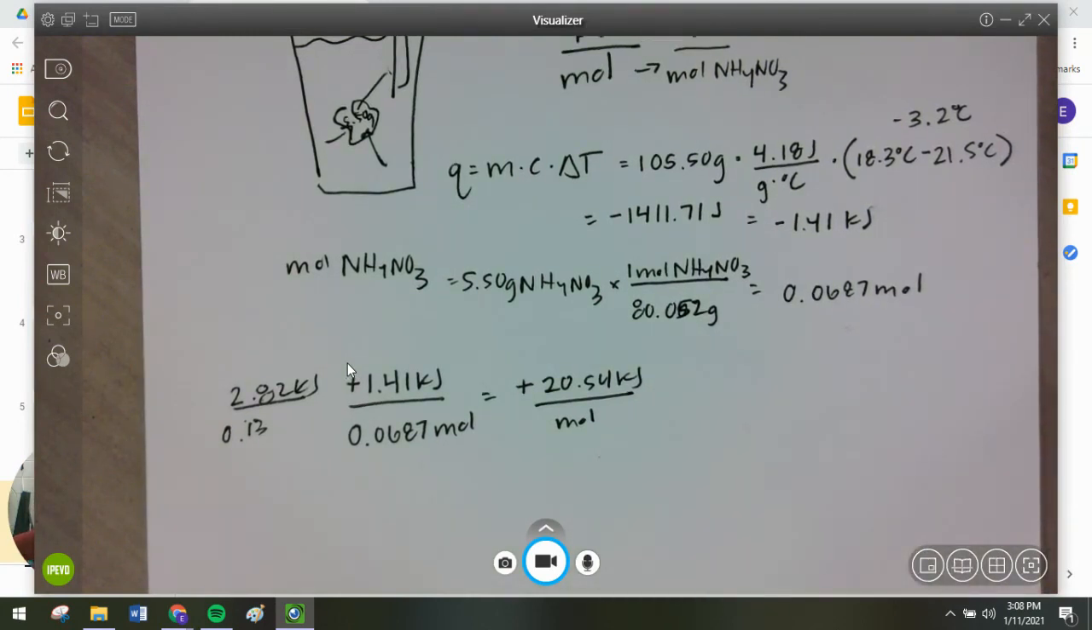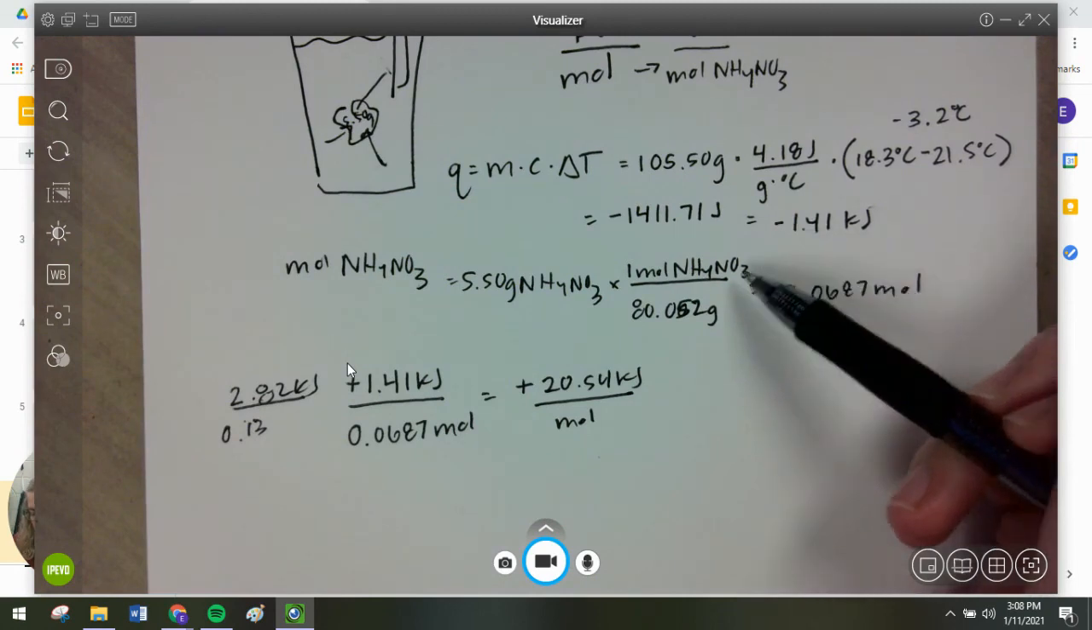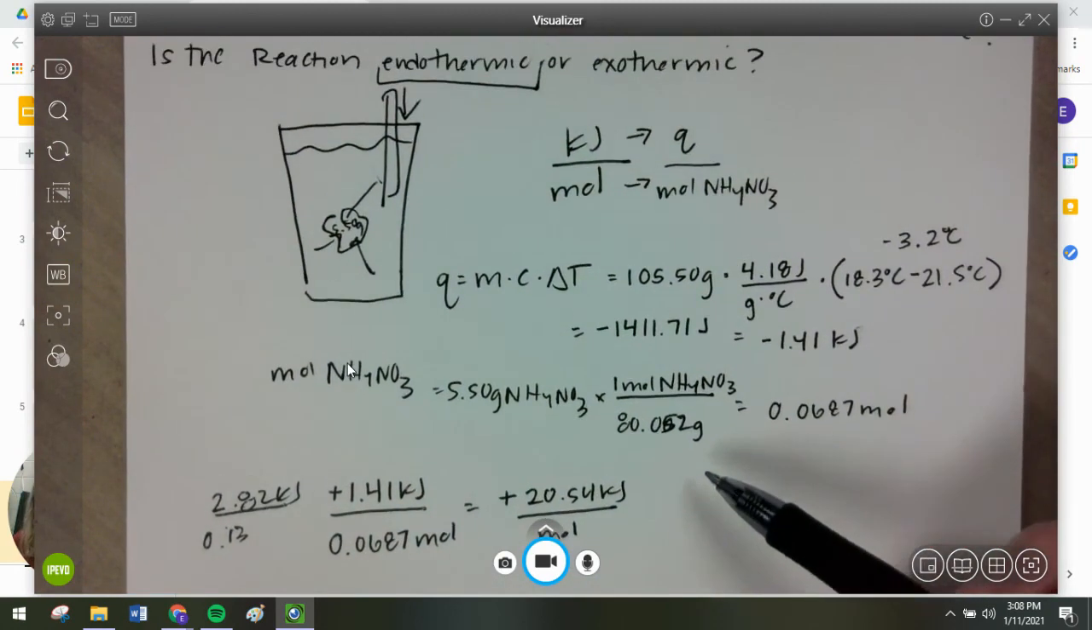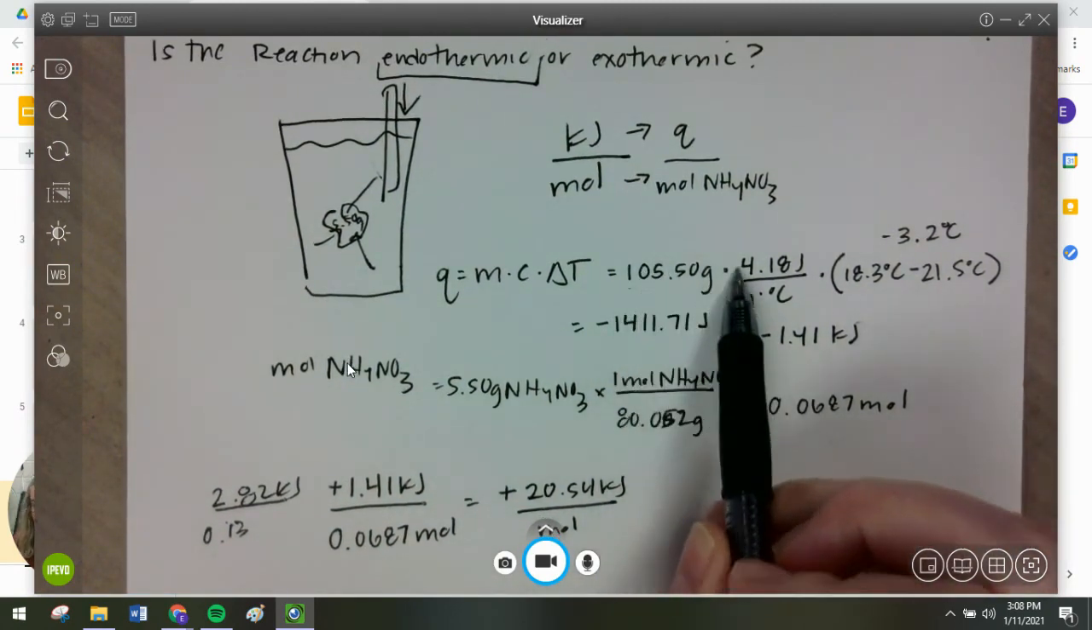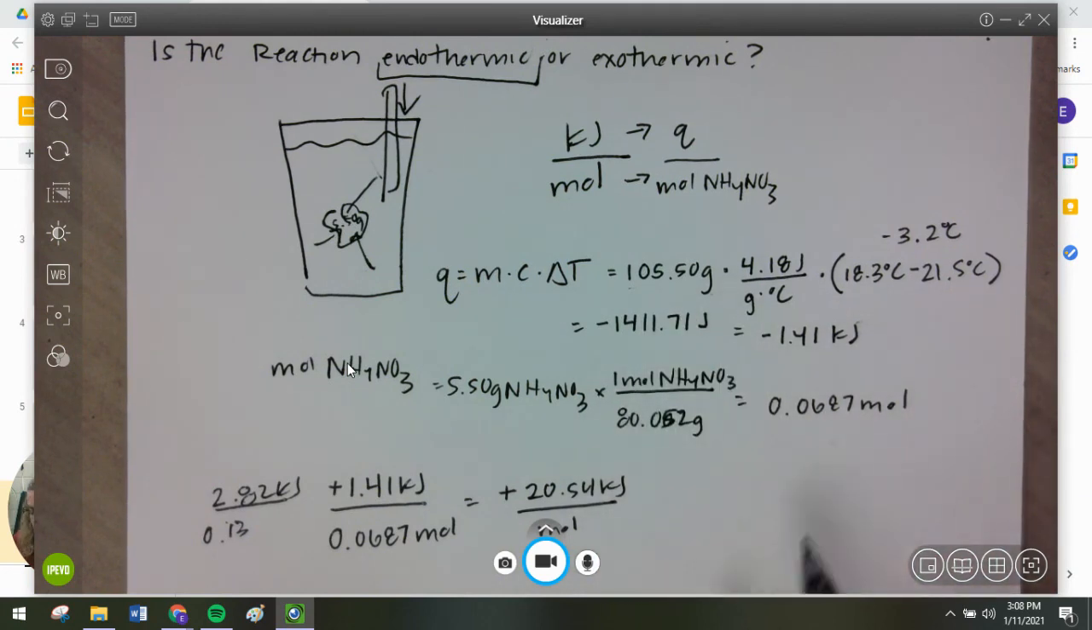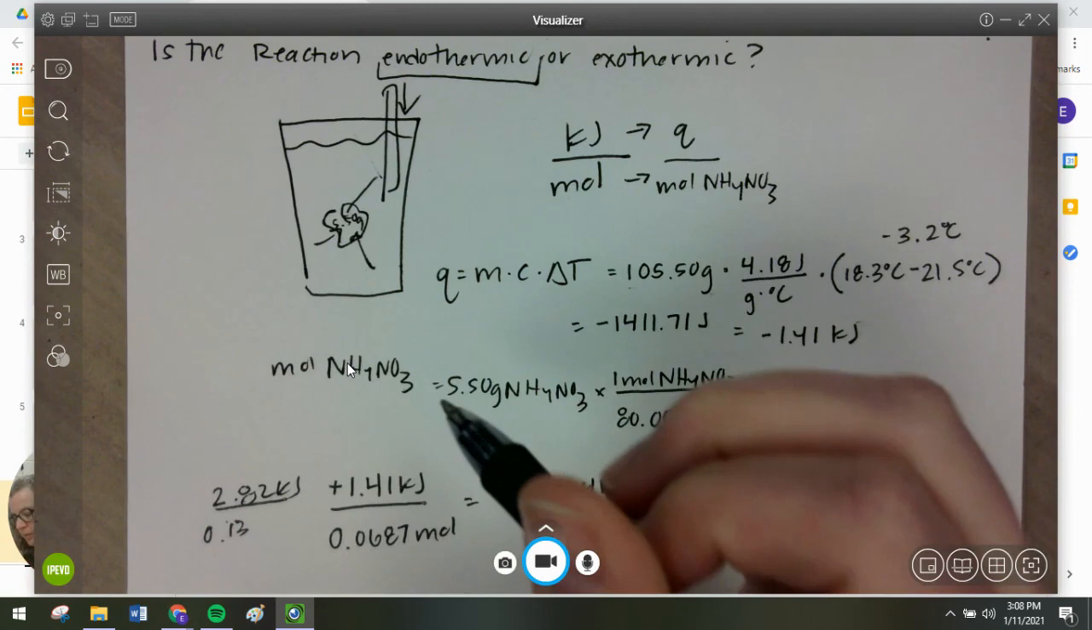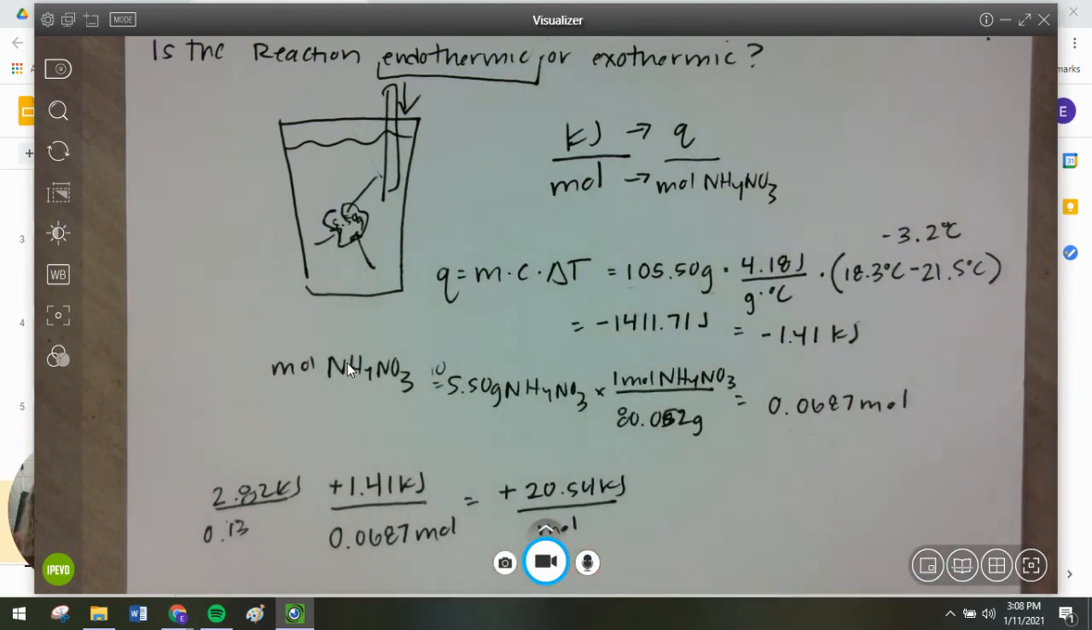Okay, so things to watch out for. You got to switch the signs. And when we are doing the mass of our solution, it's the combined mass here. And then our moles is just the chemical. A common error I see people making is that they say it's 105 grams here, but that's not all the chemical. A lot of that's water and it's not doing anything.